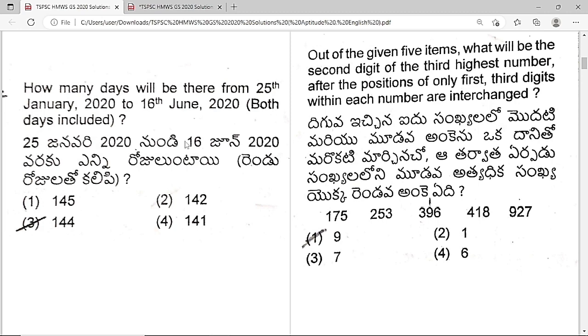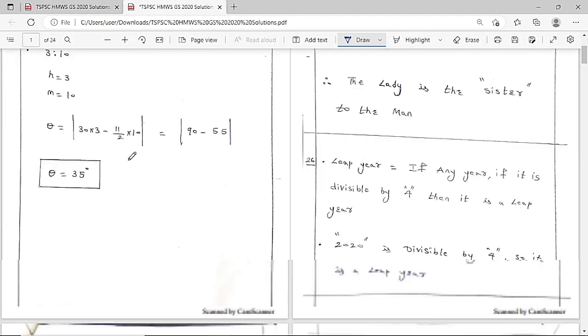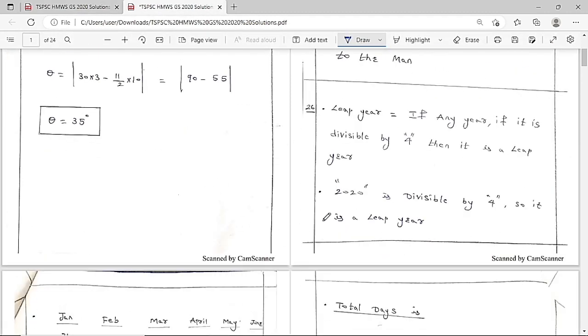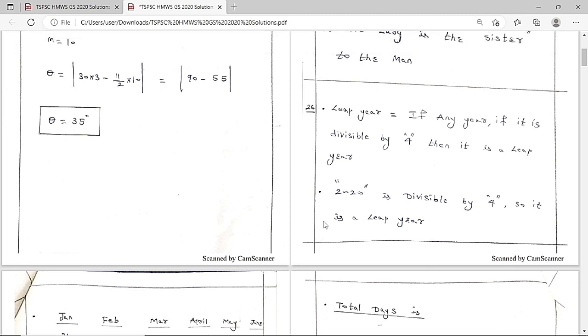So let's solve this numerical. Before solving this question, let me tell you some important concept. What is the meaning of leap year? Leap year means if any year is divisible by 4, then it is called a leap year.